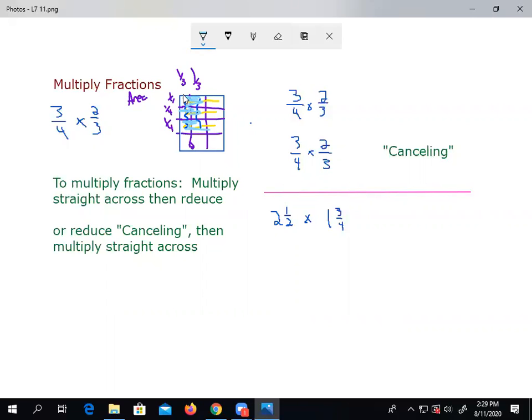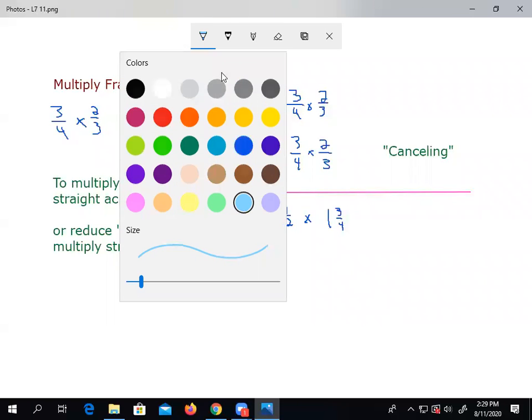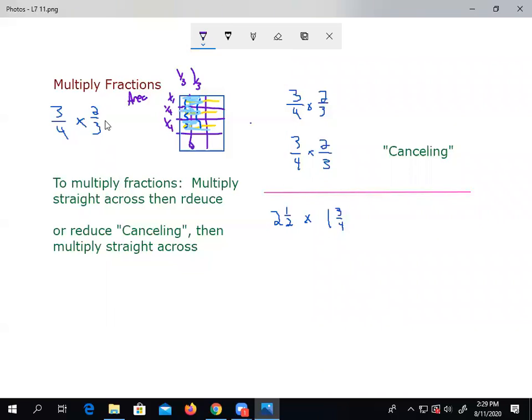So if we count, we've taken 1, 2, 3, 4, 5, 6 pieces. But the question is how many pieces were there to begin with? So if we look at the whole inside of the square, there's going to be 1, 2, 3, 4, 5, 6, 7, 8, 9, 10, 11, 12 pieces. So what we see is we have 6 out of 12 pieces are shaded. That's how much area we actually covered. And 6/12, notice we can divide the top and bottom both by 6, and that would give me 1/2.